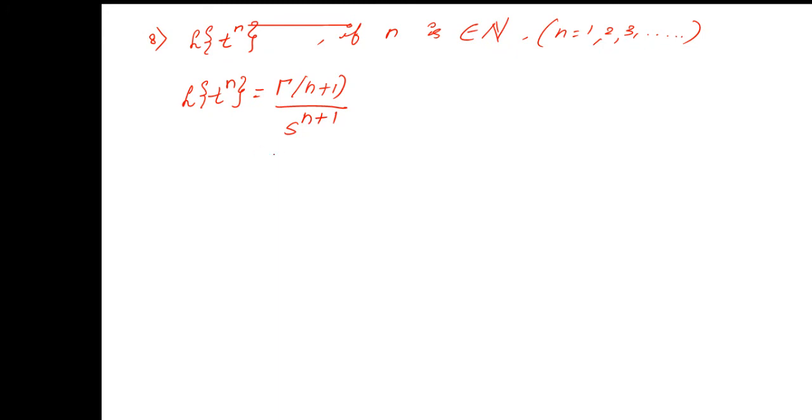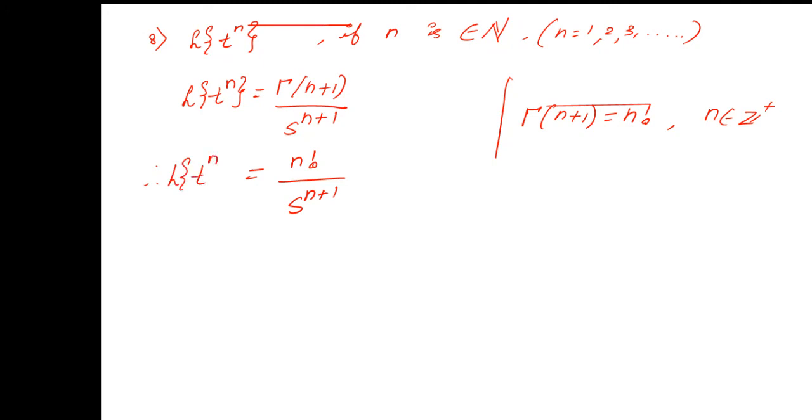I mean positive integer. We have the property of the gamma function: gamma of n plus 1 is equal to n factorial when n belongs to positive integers. Okay. So here gamma of n plus 1 is equal to n factorial divided by s to the power n plus 1. Therefore, Laplace transform of t power n where n is equal to 1, 2, 3, etc., I mean positive integer, is n factorial divided by s to the power n plus 1. Thank you.